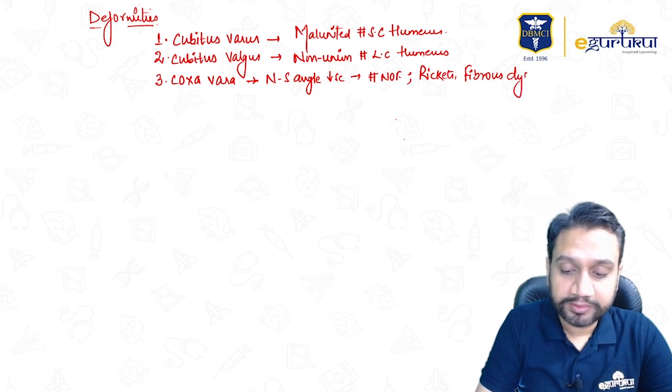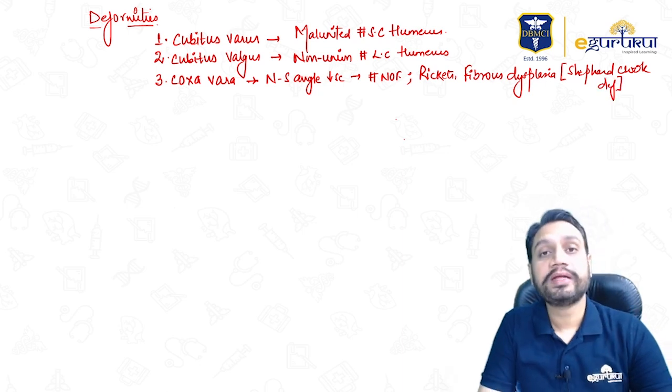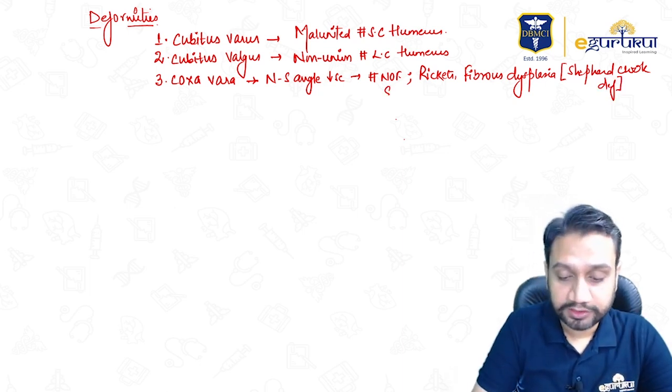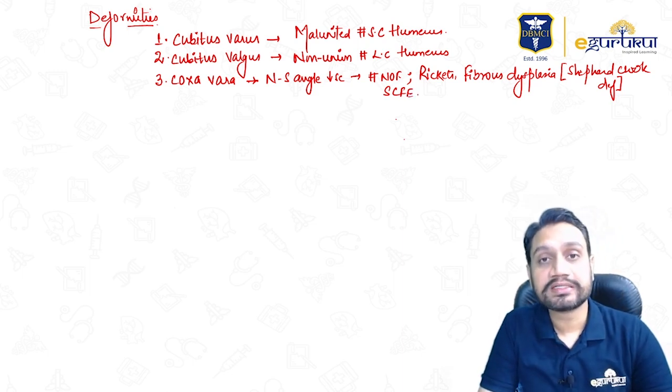What do we call the deformity when coxa vara occurs in fibrous dysplasia? Remember that? That is what we call the Shepherd crook deformity, the bending of the head of the femur, right? Another condition which can have coxa vara is SCFE, slipped capital femoral epiphysis, right?